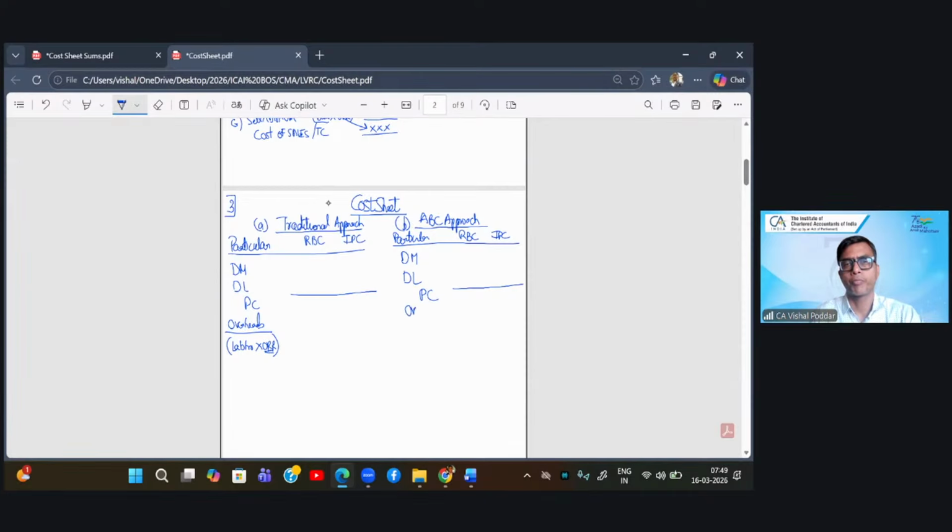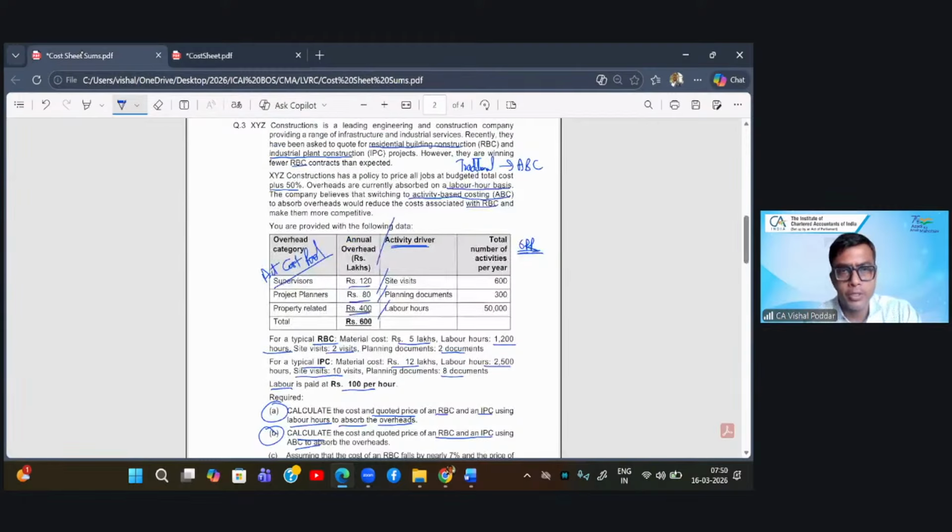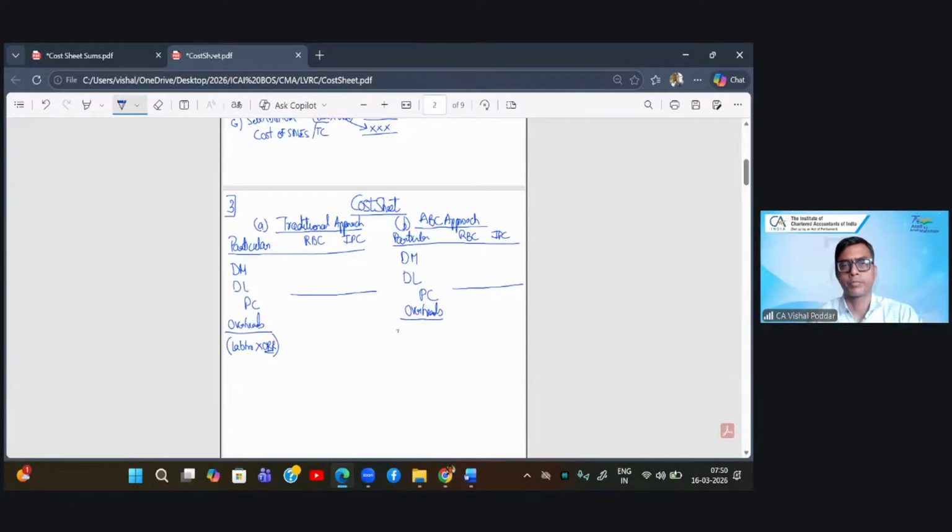Similarly, over here, to charge your overheads, you have to do it activity wise. Now, what are your activities? Supervisor, project planner, property related. Leave one line blank for showing the working. Supervisor, project planner, and third is property related. So this is how, students, you will get your total cost.